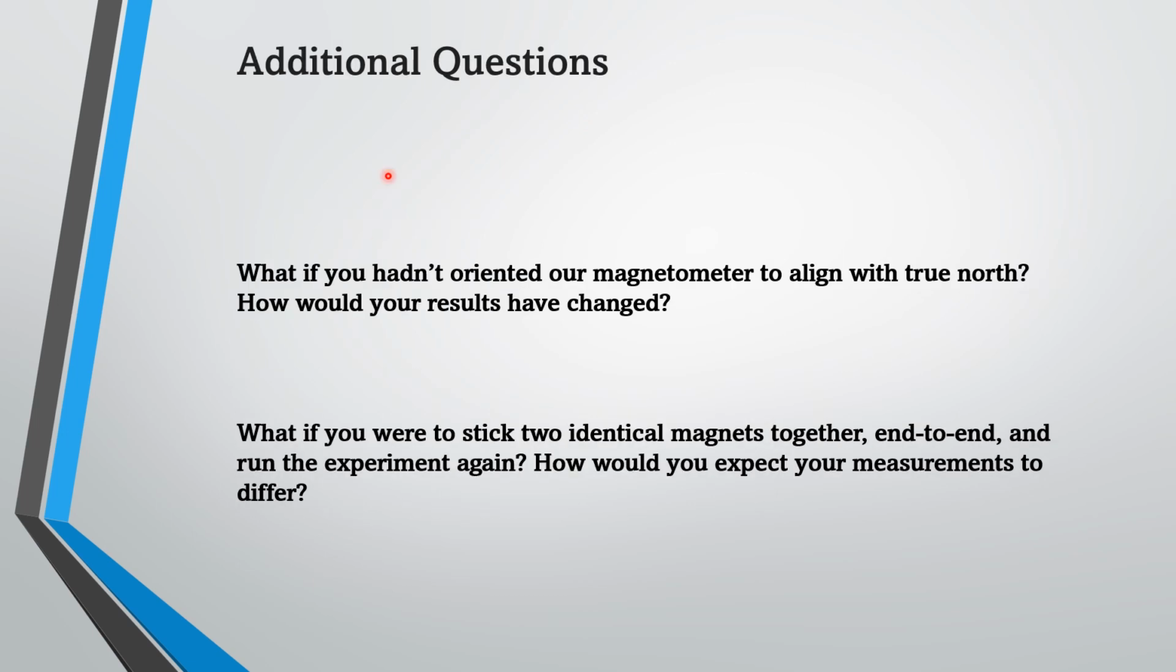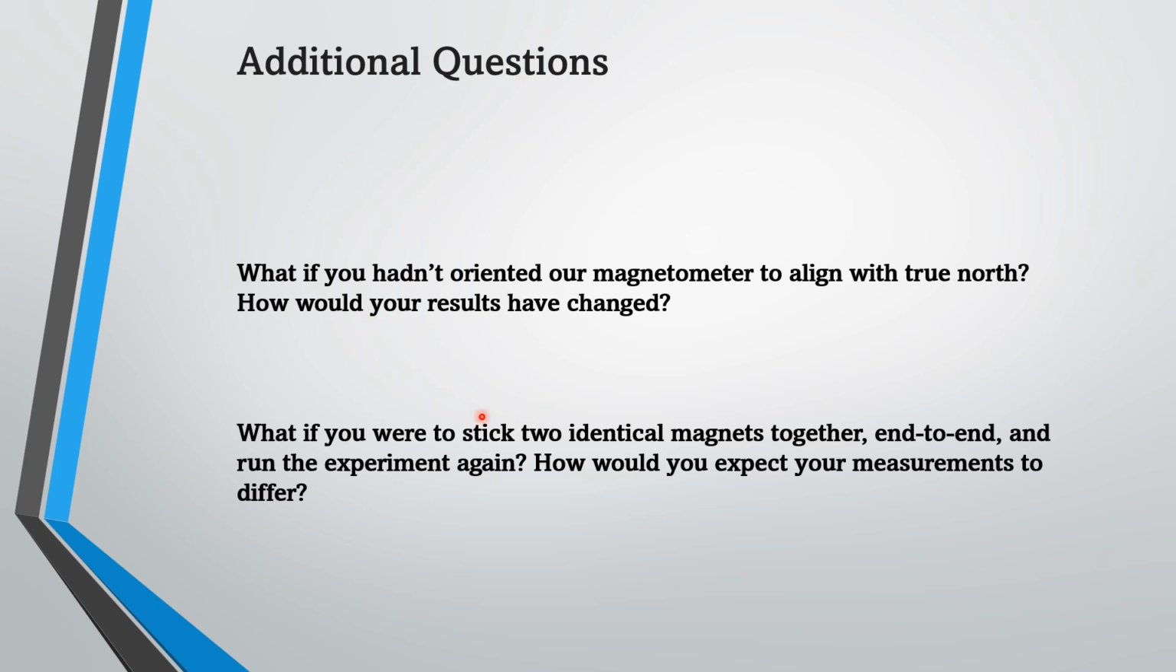Additional questions for Lab 3. What if you hadn't oriented the magnetometer to align with true north? How would your results have changed? So our numbers would have been skewed because the magnetic field of the Earth would have an effect on the magnetic field of the bar magnet, and this would have altered the numbers and caused there to be a skew in the numbers.